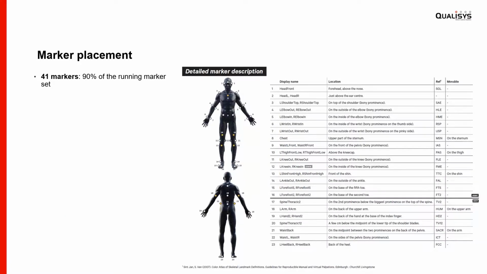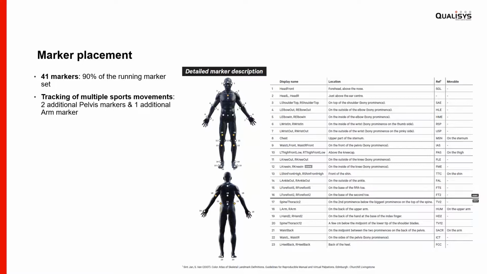Talking about the marker placement, as you saw regarding the timeline, we started with running. So 90% of this marker set is based on the one that we use for running. But since we wanted to be able to use it for different movements, such as baseball, golf, or cycling, we decided to customize it a bit, to be sure that the tracking would be good enough for sports other than running.